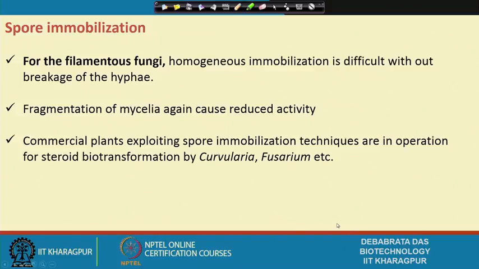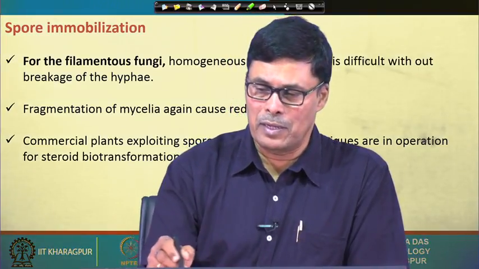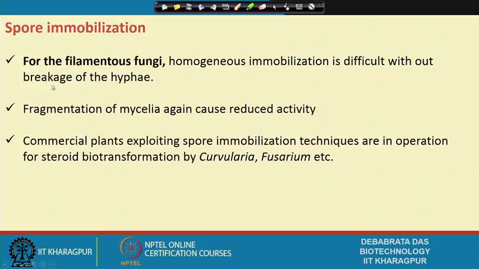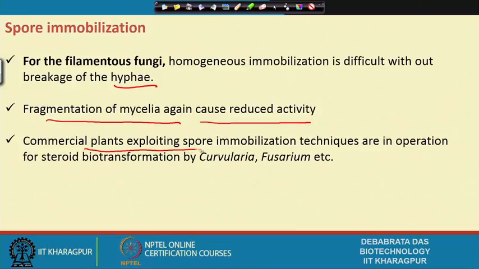Now, in the case of spore immobilization, let me tell you, in the case of filamentous organisms, we have seen that it is difficult, because the breakage of the hypha and fragmentation of the mycelia again cause a reduction in activity. But commercial plants exploiting the spore immobilization technique are in operation for steroid transformation, using Fusarium, which is largely used for the steroid transformation process. So, this is another problem that we have in the case of fungal cells.